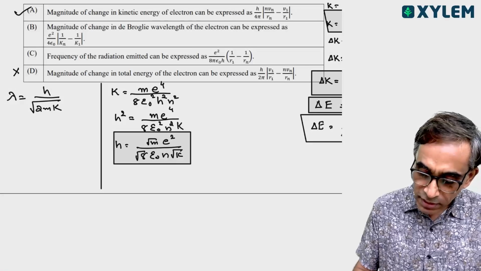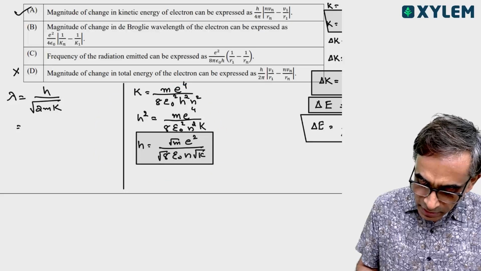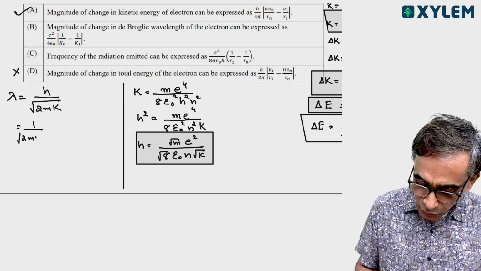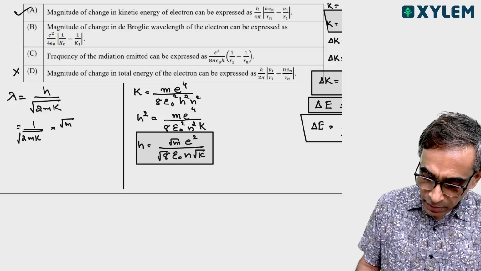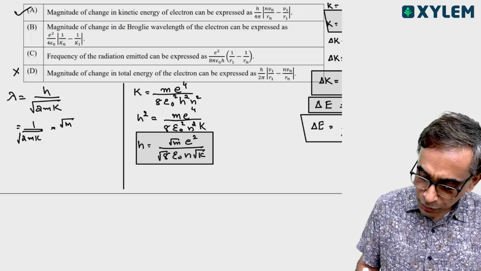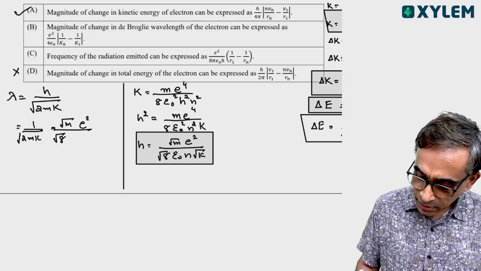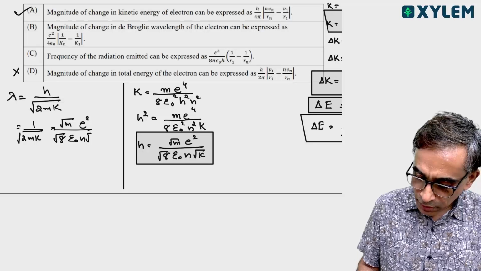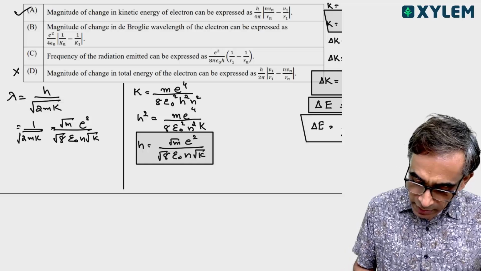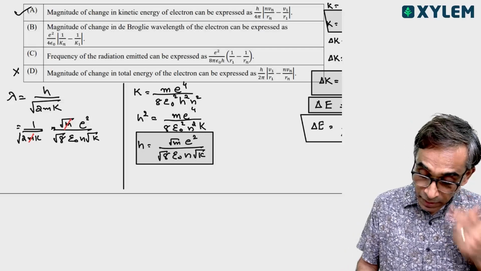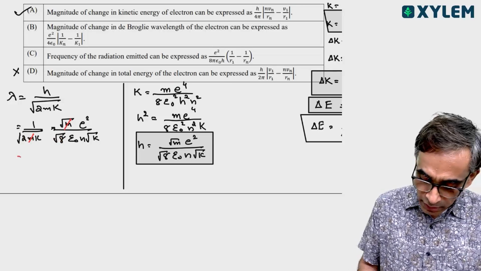Okay, space is important. So this is h, 1 by root 2mk multiplied by root m into e square divided by root 8 epsilon 0 n root k. So hopefully we'll get the de Broglie wavelength here. You can see that root m cancels out. And 8 into 2 is 16, 16 root is 4. So this will give you 1.